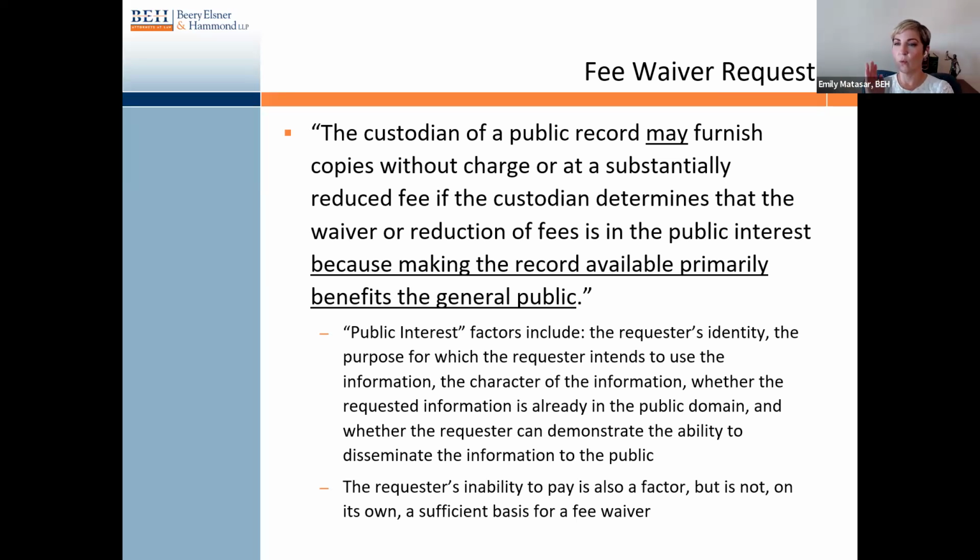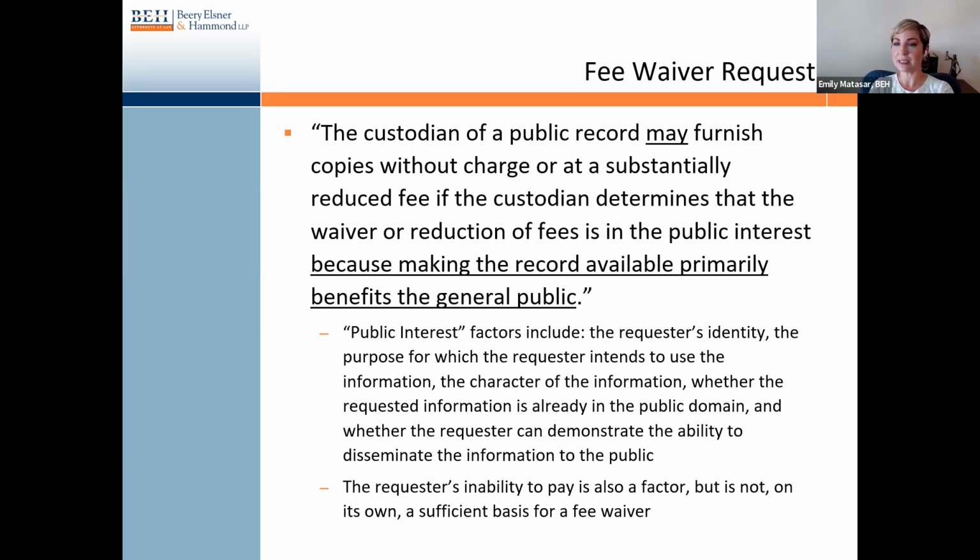So another practical tip is requesters often throw a fee waiver request into their public record request and just state, without support, that the request primarily benefits the general public, or even less helpfully, they say it's in the public interest. And I want to let you know that you should feel free to ask the requester, especially if they're not pressed, to explain or demonstrate somehow that waiving the fees is in the public interest because making the record available primarily benefits the general public.